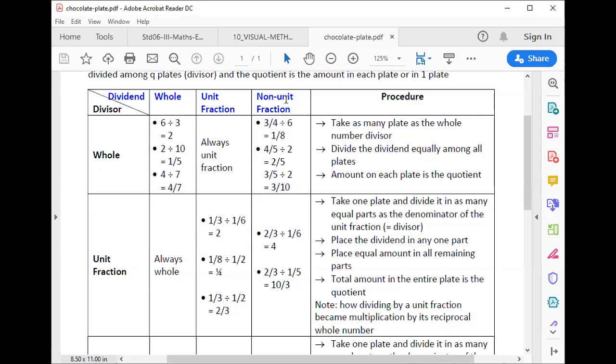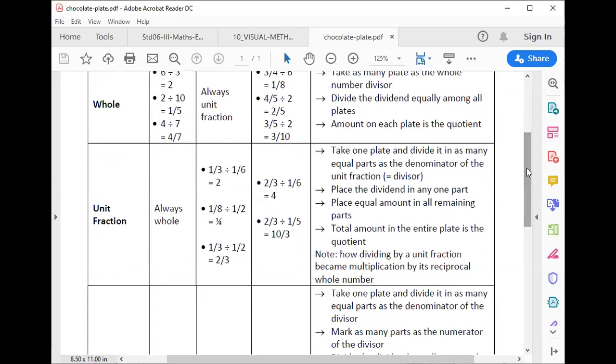And again, when you divide a non-unit fraction by a whole number, you can get two possibilities here. You can get a unit fraction or a non-unit fraction. The reason why these two are given differently, once you do it, you will know. So I very strongly recommend that you try these examples out, and then you will know what is happening.